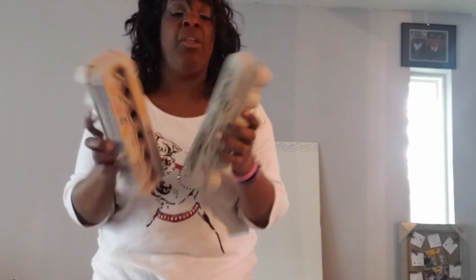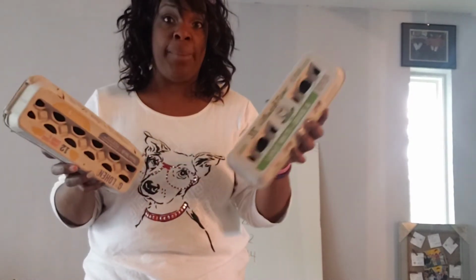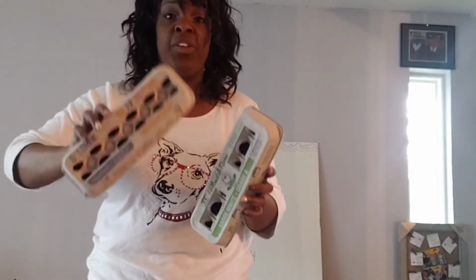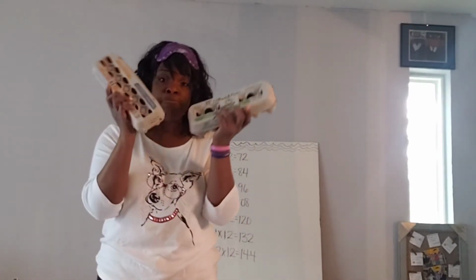All you're doing for your 12 multiplication table is adding 12 each time. You're adding 12 to itself, 12 to the next number, 12 to the next number, and that's all that you are doing to get your answers for the 12 multiplication table. So think of your dozen. Think of your eggs, or think of a dozen cookies or cupcakes, something like that.